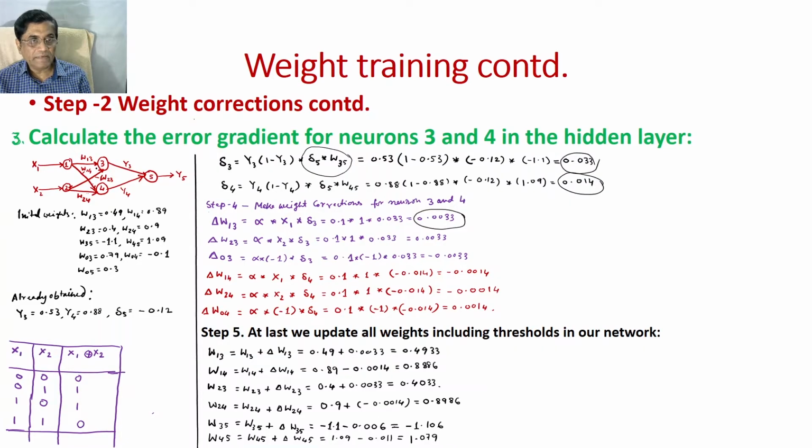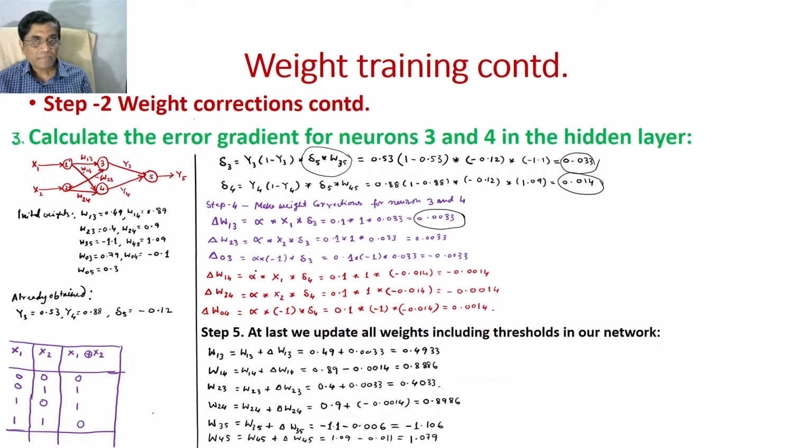Neuron 3 is being fed by these two inputs. So these two inputs have actually contributed the error which is here, the propagated error. What is the error propagated? It is the error gradient here times what it has contributed. So this is the error propagated.